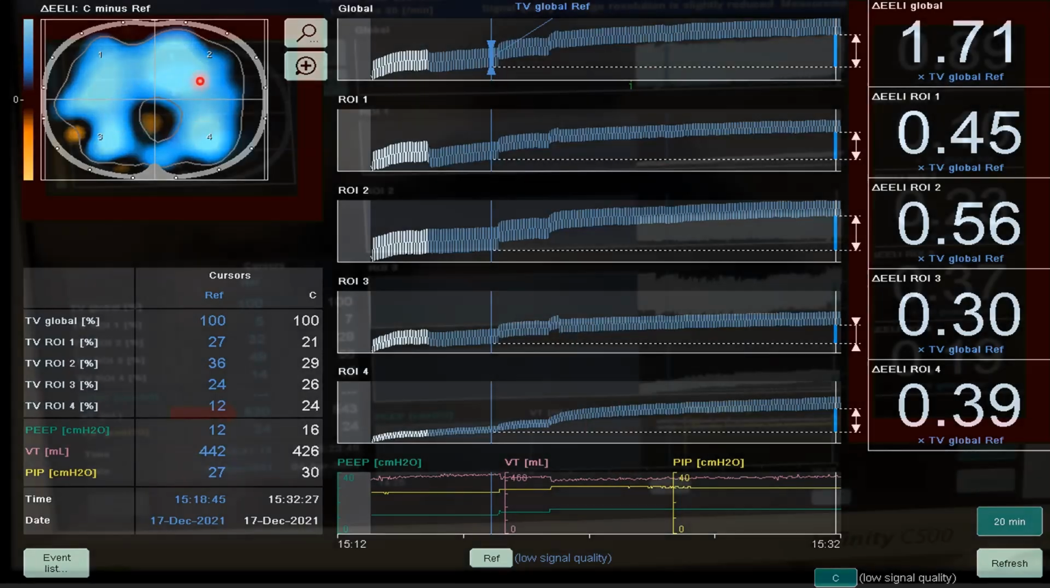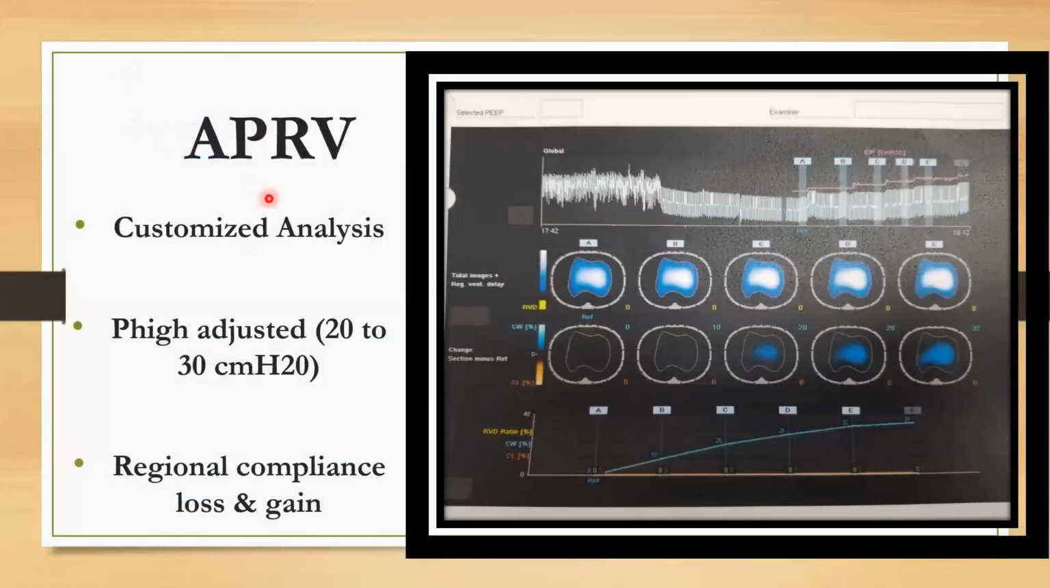That's why it's blue. So with APRV, we use the customized analysis, and we use different P high settings. For this example, 20 to 30. So whenever we're using APRV, we set the tomography and we do a PEEP study, and we set the P high based on compliance. So over here, you see from 20 right up to 30, and you see that we're winning with every increase in P high. We're winning, I think it's a little cloudy, 34% gain with a P high of 30. So this is how we usually set our P high when we're in APRV.